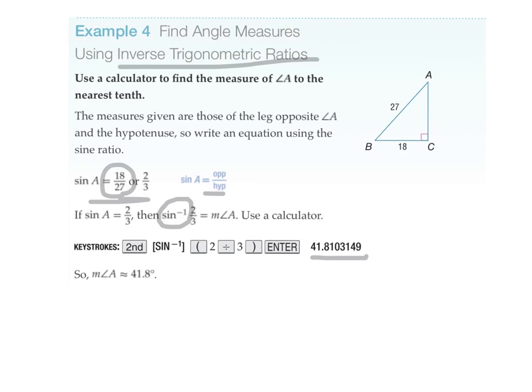There's your answer that will be on a calculator, but again, make sure you read the question. This is the first time now we've come to the nearest tenth, so simplifying our answer to the nearest tenth is 41.8. Don't round it up again to 42. 41.8 has already been rounded.